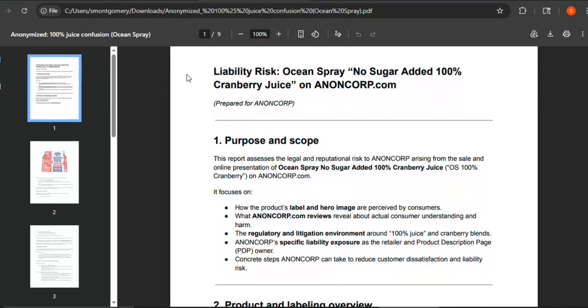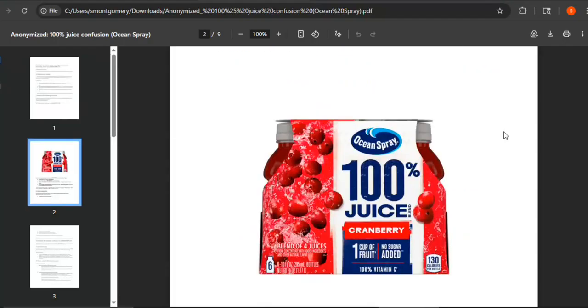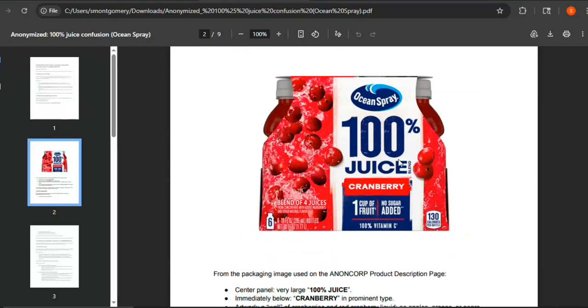And what it found was that there was not only a labeling issue, but that labeling issue was causing a liability risk. There was a product that called itself no sugar added 100% cranberry juice. That was how it was identified on the vendor's website. When if we actually look at a picture of the product, it says 100% juice, cranberry, and I don't know if you can read that or not, but that word up the side says blend.